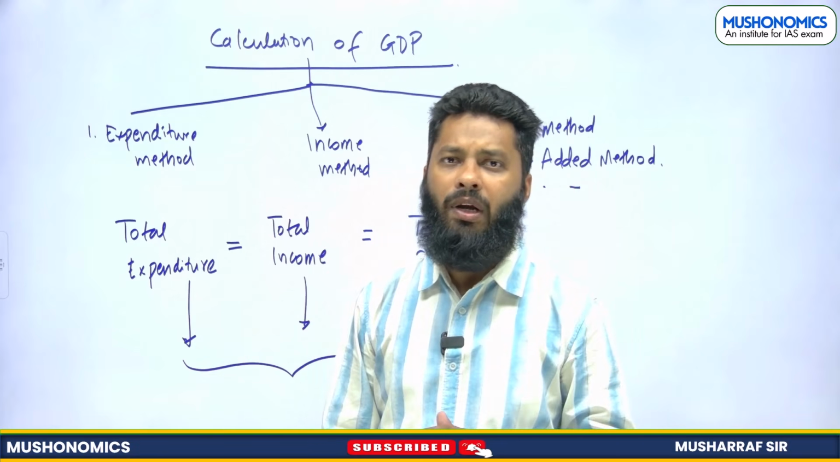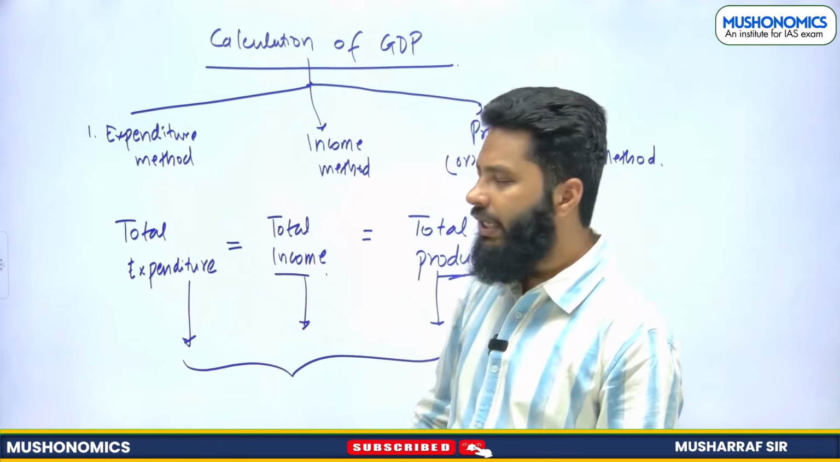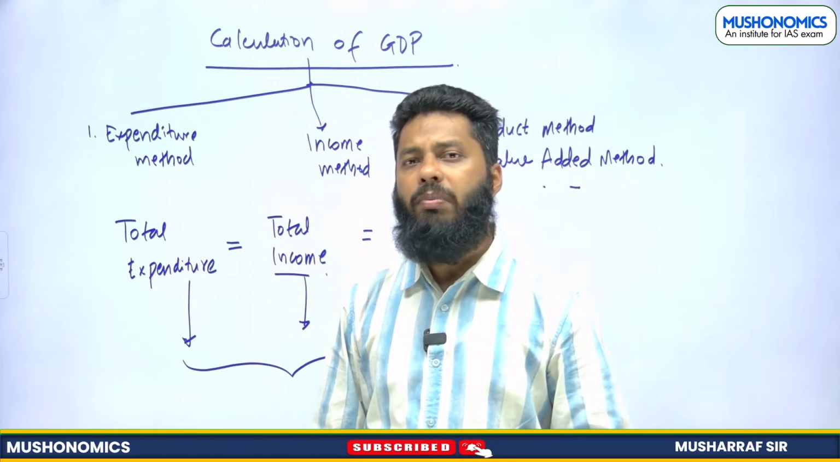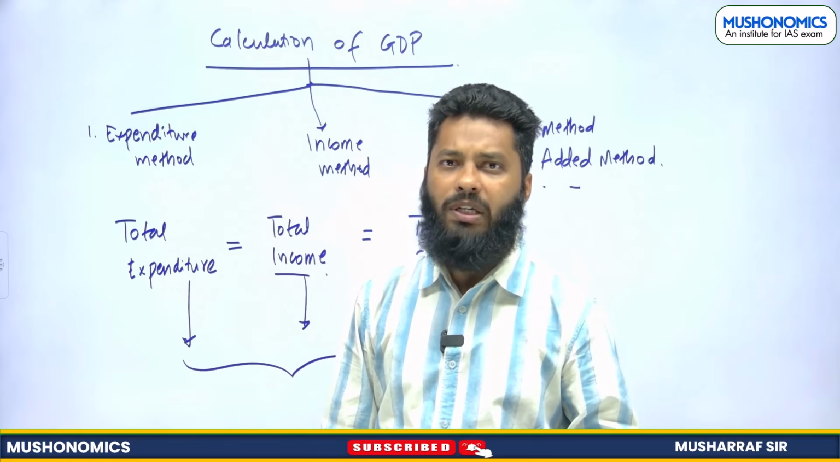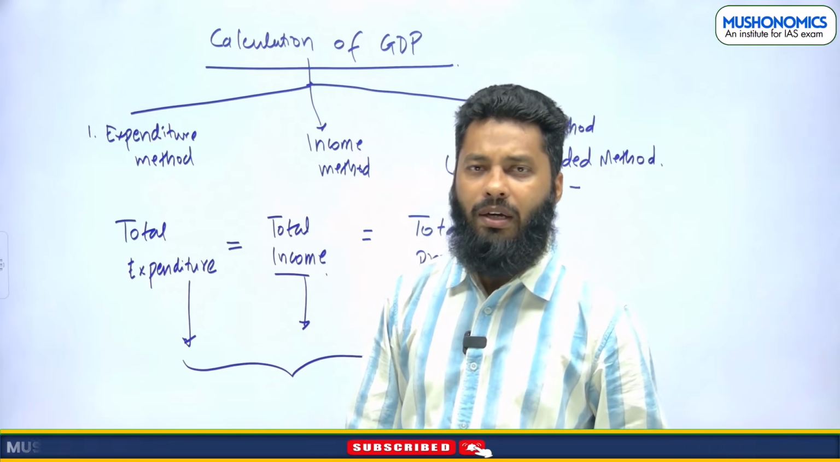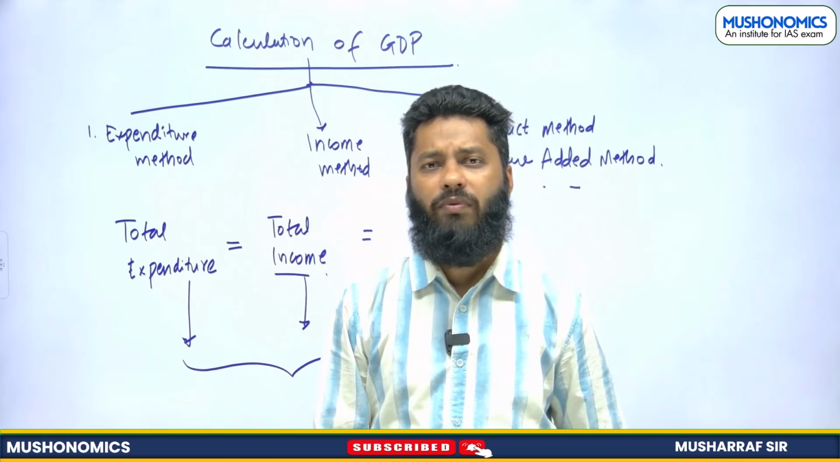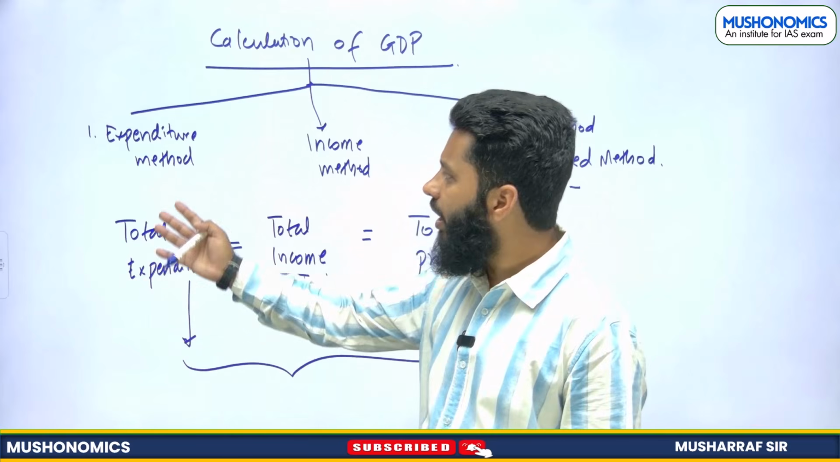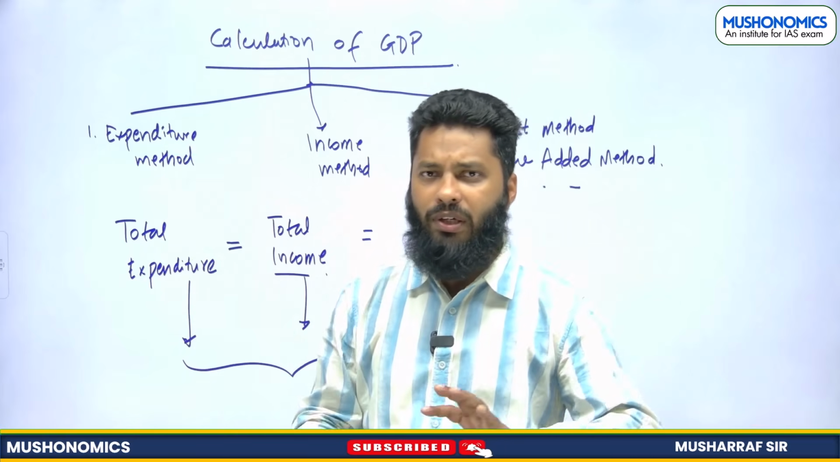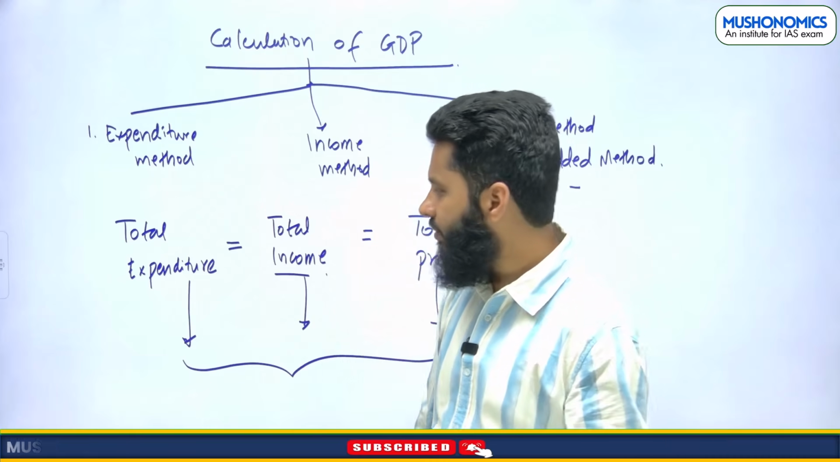For example, if you are calculating total income, then you will be getting GDP at factor cost, because income is at factor cost. So that's how some differences will be there with respect to different variants, but we have seen how different variants can be converted into other variants. That is what we have already seen.